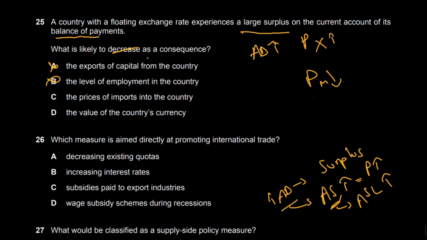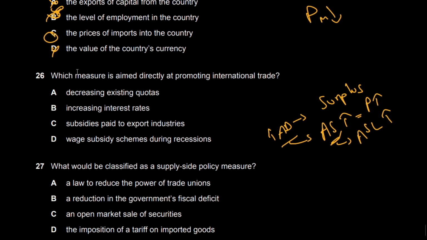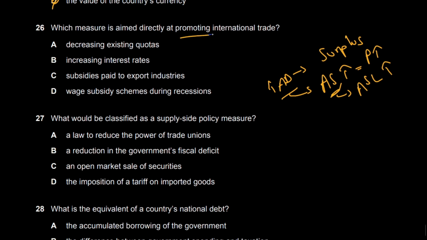Hence, the price of import into the country will basically decrease. C is the answer. D is incorrect. Question number 26 states: which measure is aimed directly at promoting international trade?